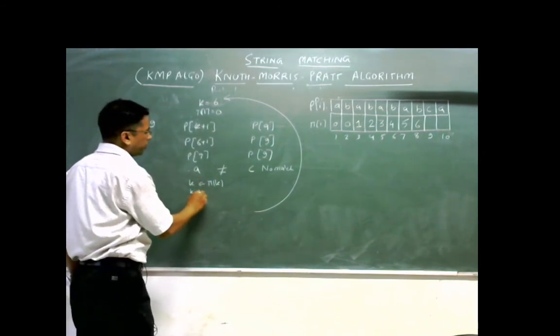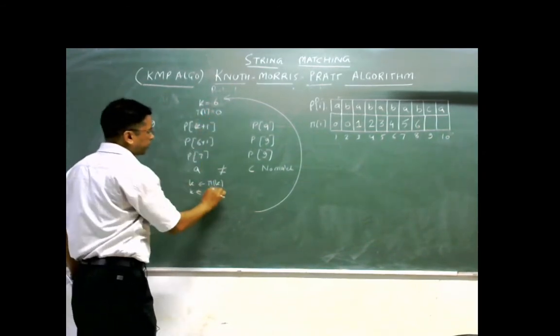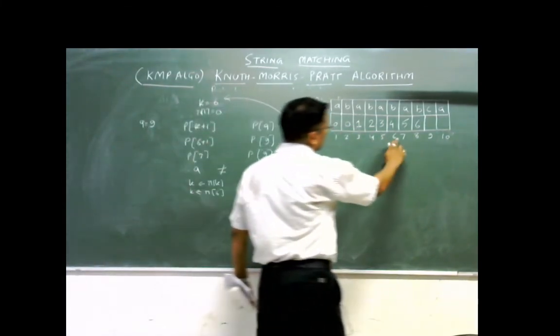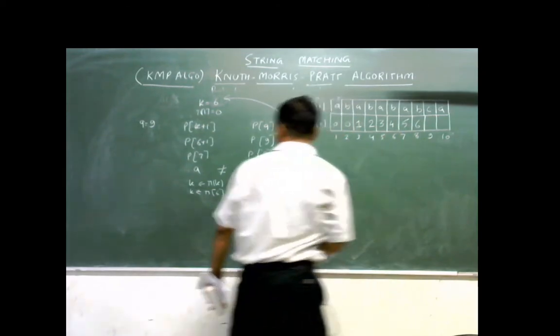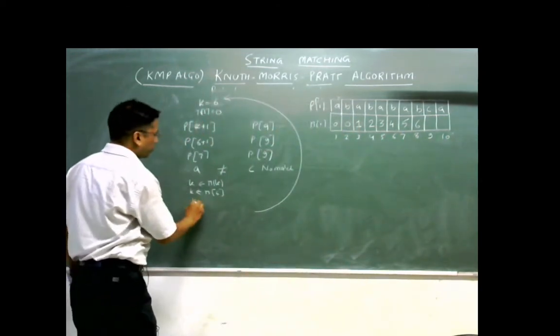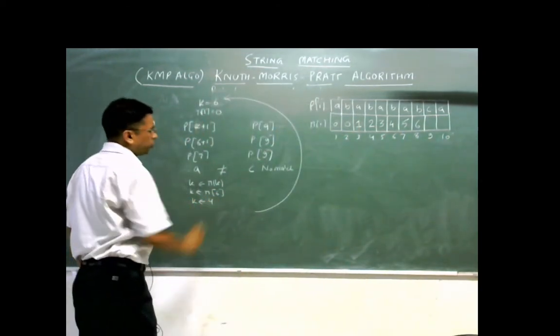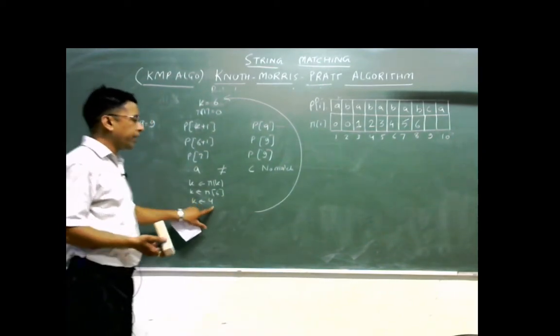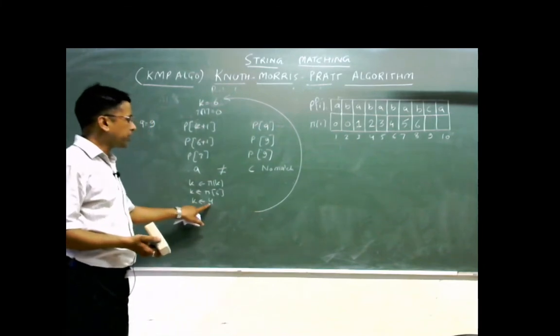And k value would be equal to pi k. K is equal to 6. So k value is equal to 6. So pi 6 is equal to 4. Now k is equal to 4, and we shall again check whether the match is occurring or not.